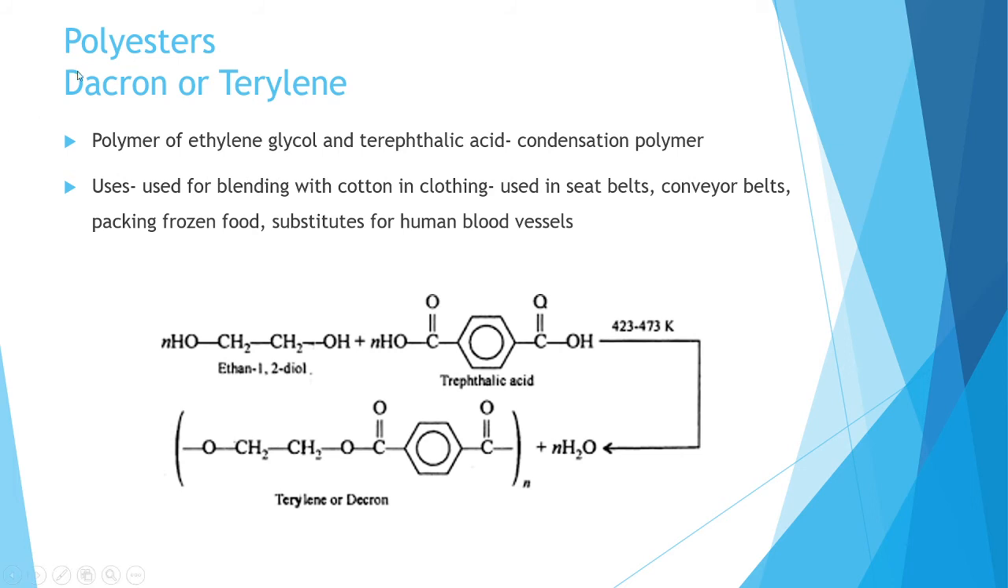This Terylene or Dacron is a polymer of ethylene glycol and terephthalic acid, and it is also a condensation polymer. Here it is ethylene glycol. Other name is ethane-1,2-diol. It is called ethylene glycol. That means in ethylene, 2 OH groups are substituted, one on each side.